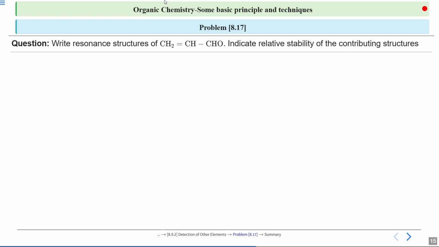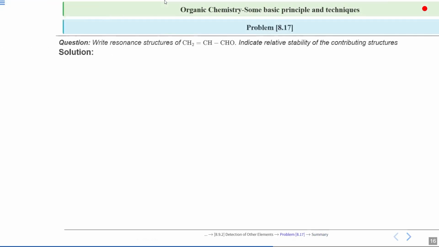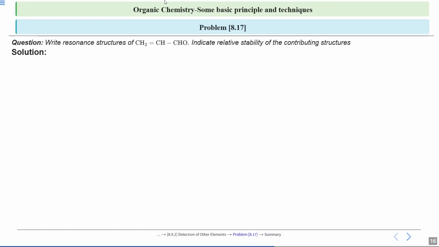Next, we have some questions here. You have to write the resonating structures for the given compound, which is CH2=CH-CHO, and you have to indicate the relative stability of the contributing structures. How will we do this? First, look at the structure of the given compound. This molecule consists of a carbon-carbon double bond and an aldehyde group. Recognizing these functional groups is important as they influence the molecule's behavior.